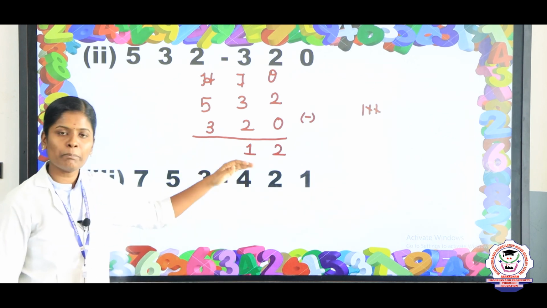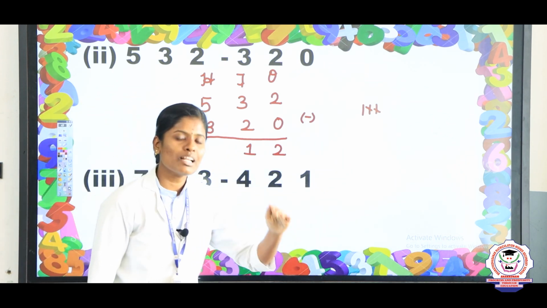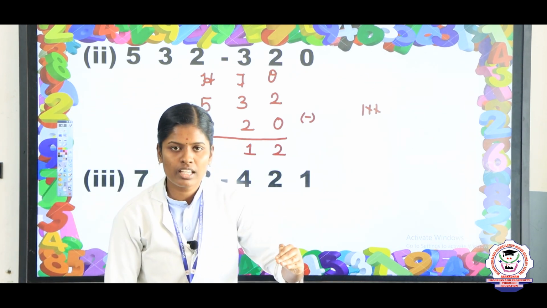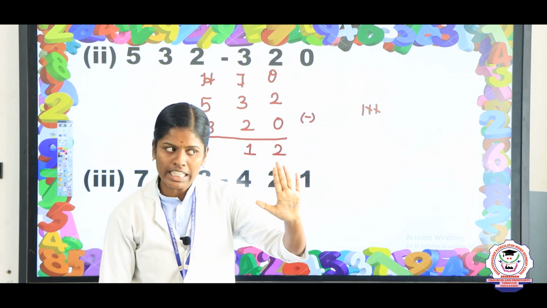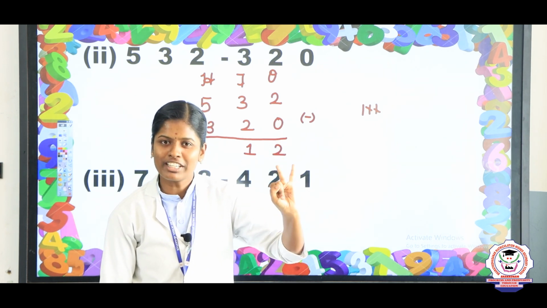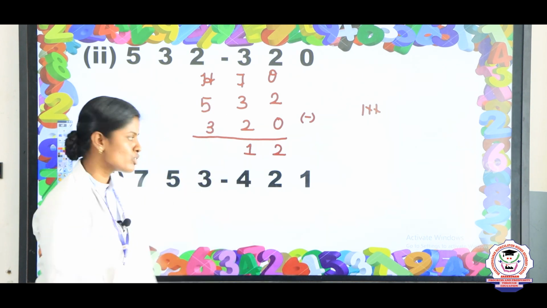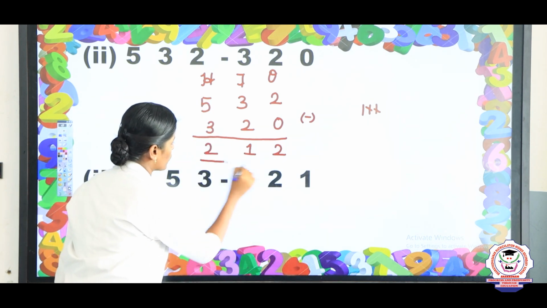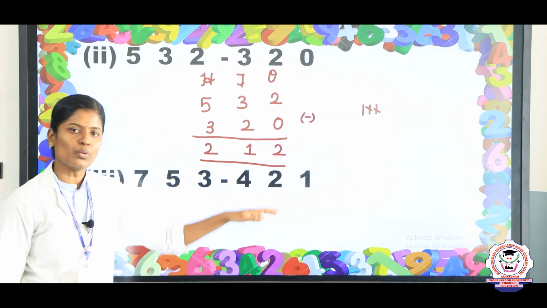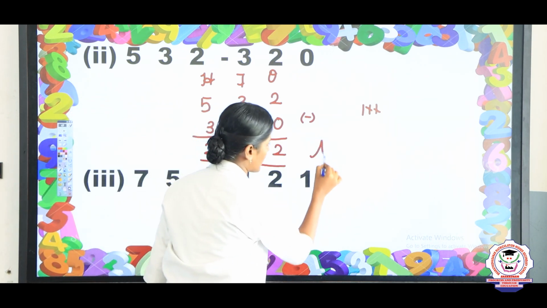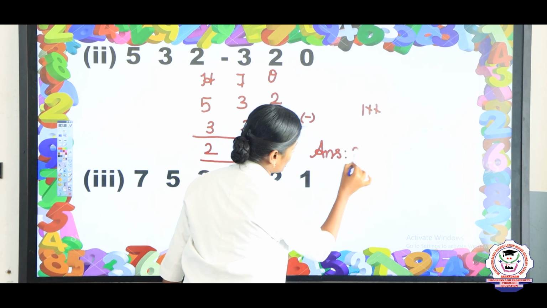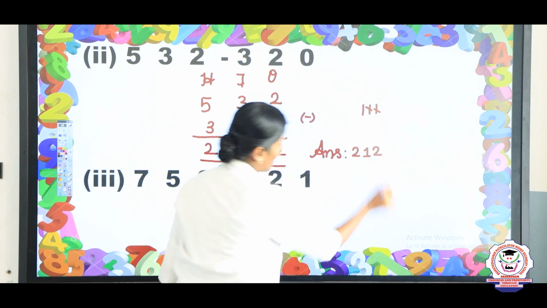Next we will take 5 minus 3. Now Nasreen, tell me the answer. What is 5 minus 3? Show your 5 fingers and then 3 fingers. So what is the answer? Very good. The answer is 2. So write the answer here, 2. Now we will write the answer equal to 212.